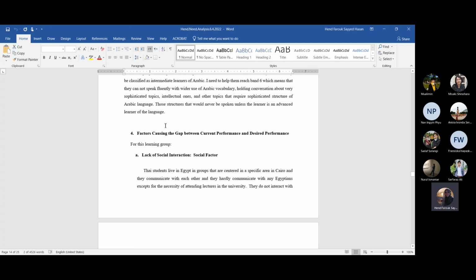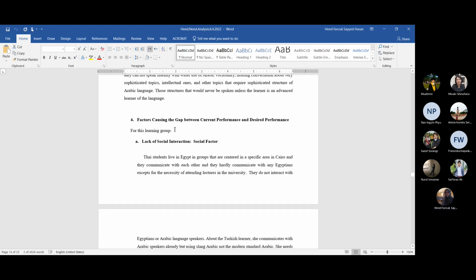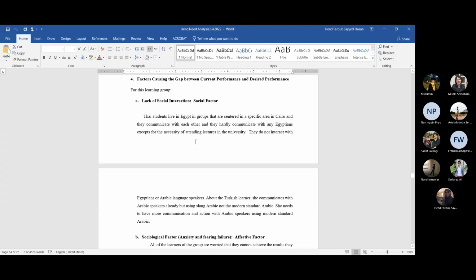So what are the factors causing the gap? The first factor was a lack of social interaction. They need to interact more. Thai students living in Egypt are centered in a specific area in Cairo. Even Indonesian students here in Egypt, in Cairo, have a specific area called Nasr City. All Indonesian students and all Thai students are centered there.